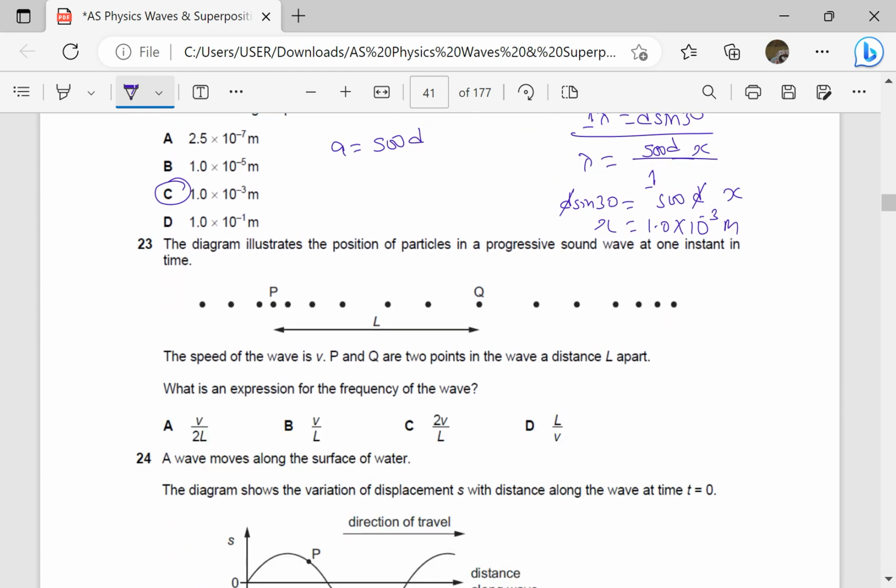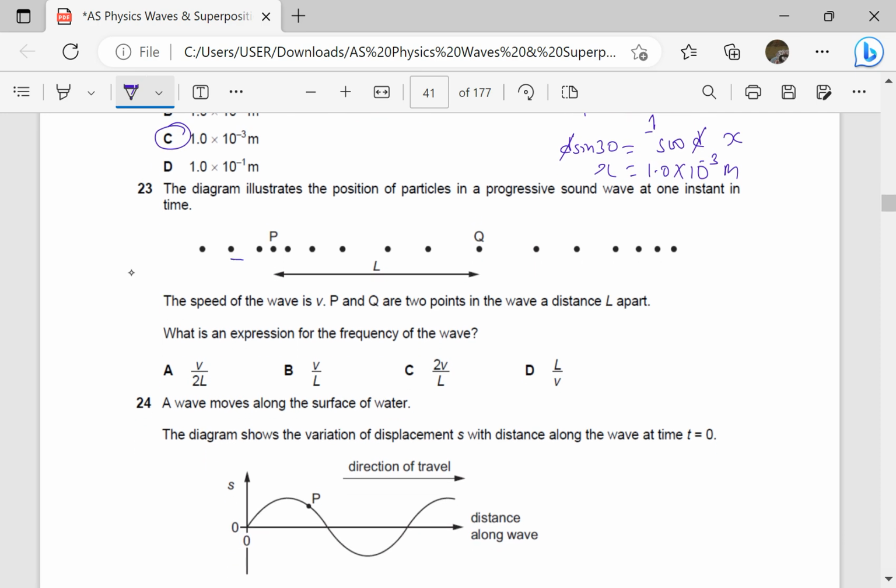The diagram illustrates the position of particles in a progressive sound wave at one instant in time. So at P, the particles are close. At Q, they are further apart. Again, they become close. So the distance between this is going to be like a compression and a rarefaction. That is half wavelength. Distance between a compression and a rarefaction, that's half wavelength. So L is corresponding to half wavelength.